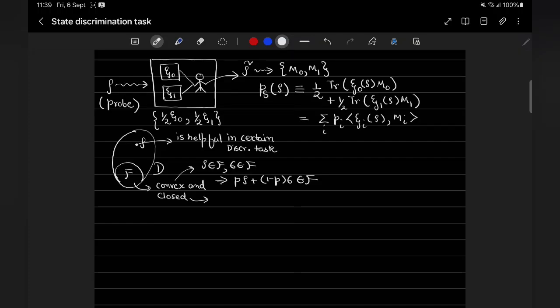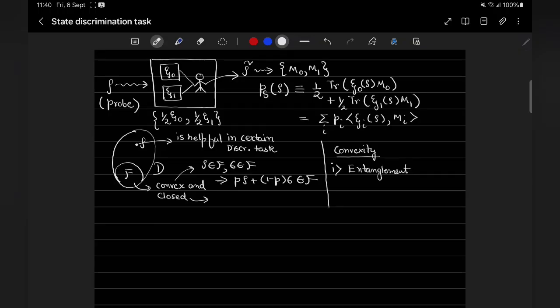So what we have is these discrimination tasks helping us ascertain whether a state is inside the convex set or outside the convex set. Now where does convexity come up? Convexity comes up in many scenarios in quantum information theory that I will discuss now. So let's discuss the scenarios. The first scenario is the well-known entanglement case.